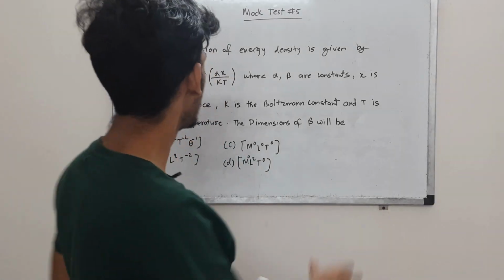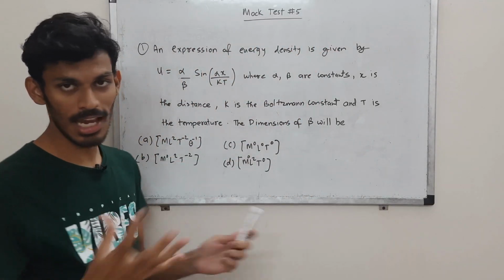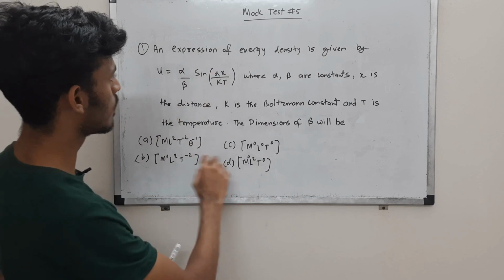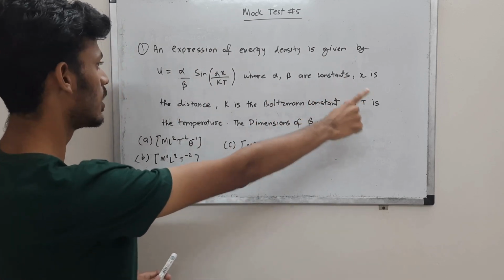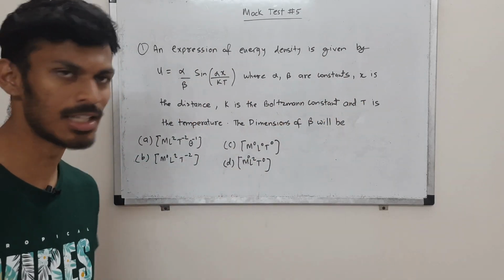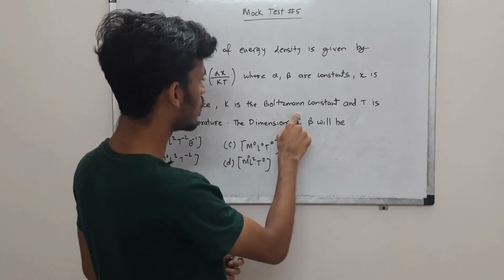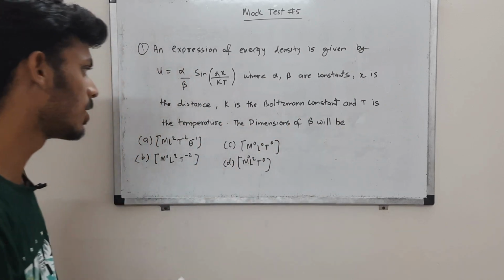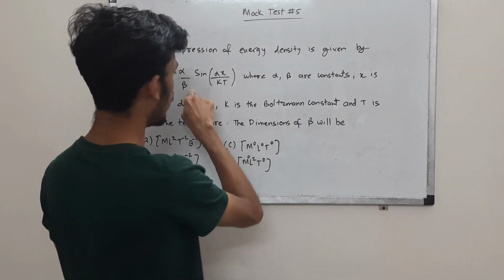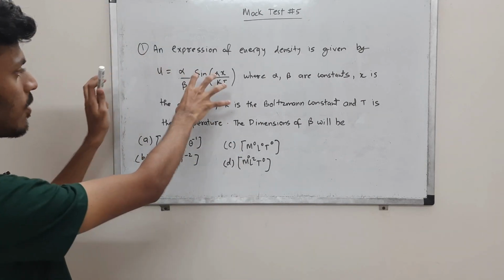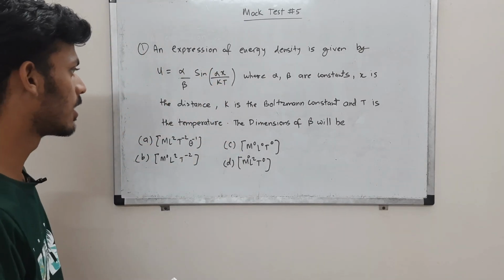Question 1, we have an expression for energy density, which is energy per unit volume. So this is the expression. Alpha, beta are constants over here. X is distance, so it has the dimensions of distance. K is Boltzmann constant. T is temperature. You are supposed to tell the dimensions of beta. So find dimensions of beta using this relation given over here.